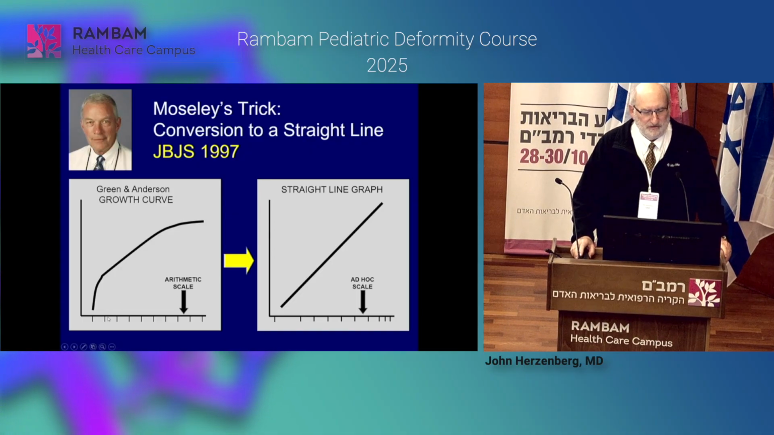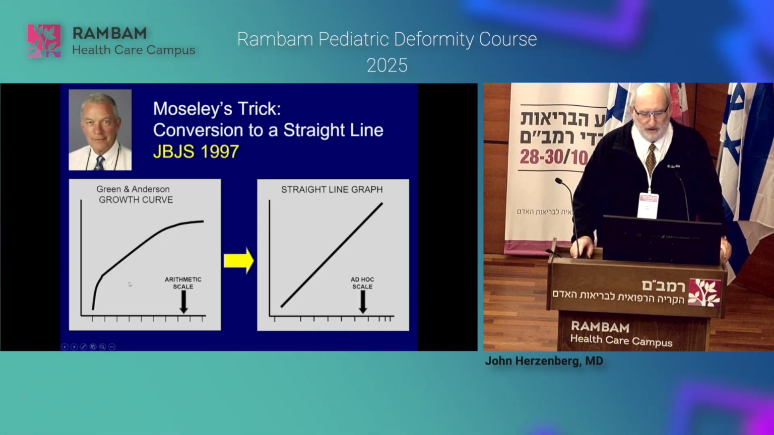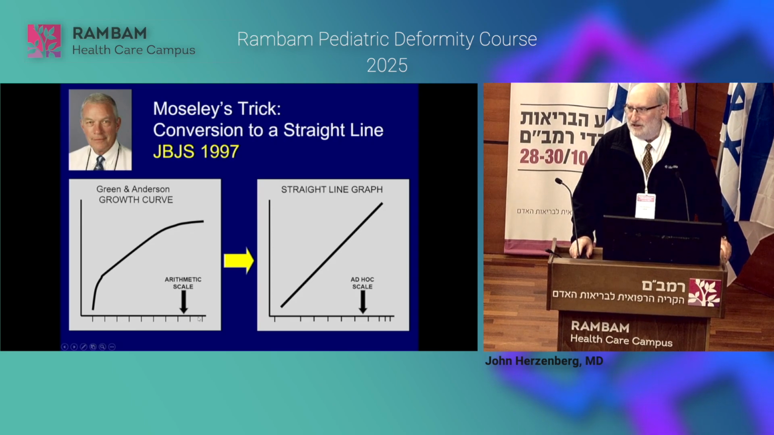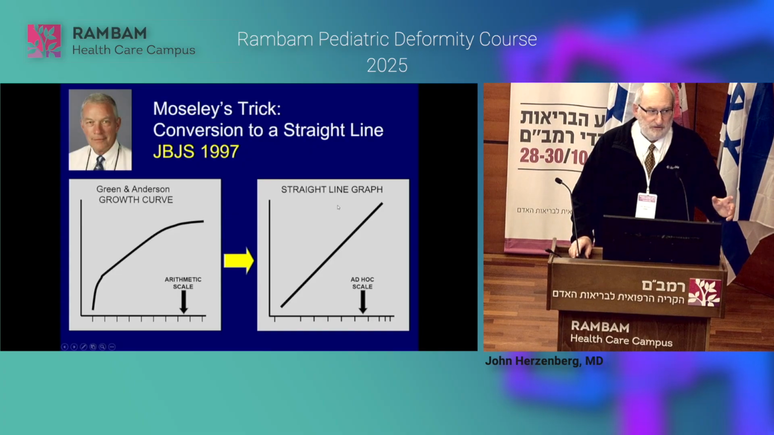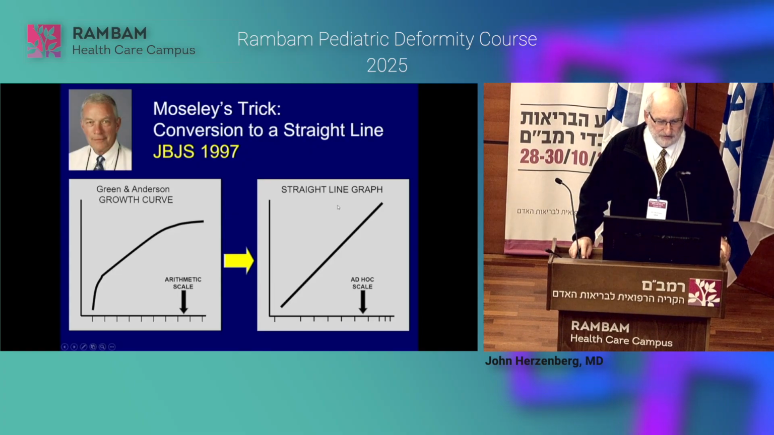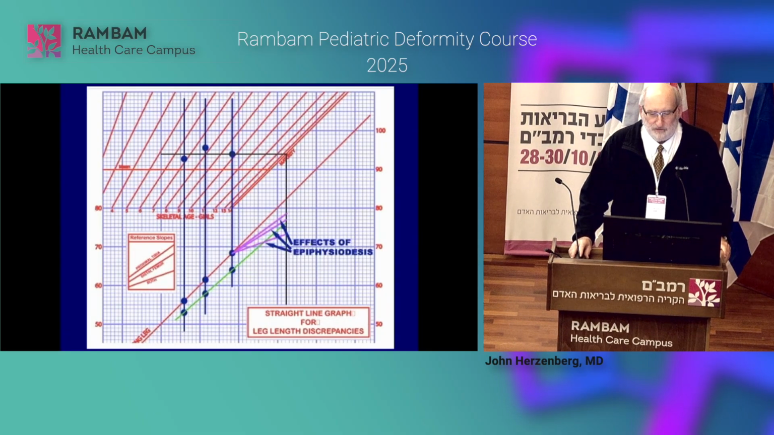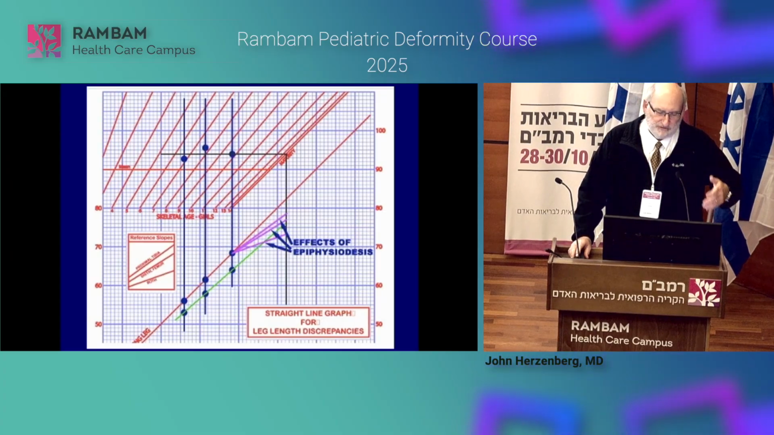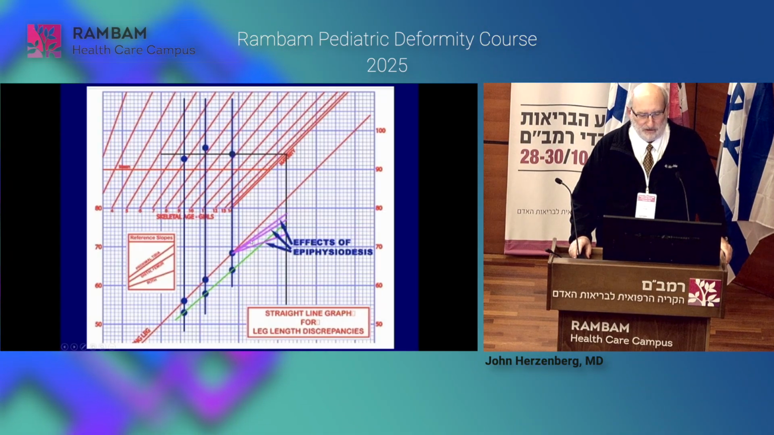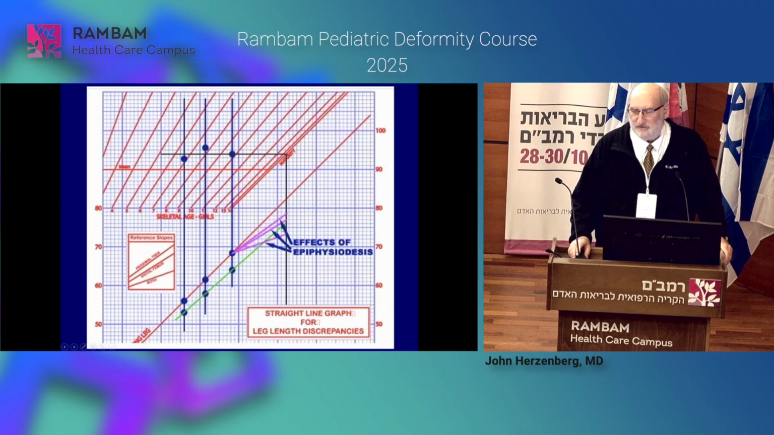Moseley's trick was he took the Green-Anderson growth curve, which has this kind of funny shape to it, and he just fiddled with the arithmetic scale to make it into a straight line graph. That was the whole basic change that he did. And this is what I grew up doing, these straight line graphs. You had to see the patient 3 separate times, and when you had 3 separate visits, you could draw these lines and then make predictions.